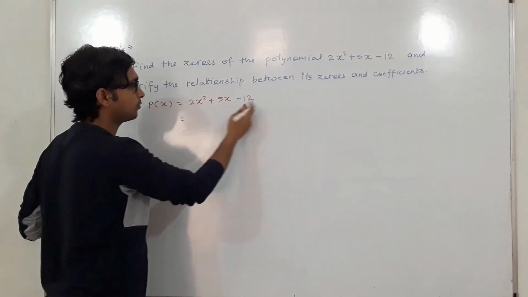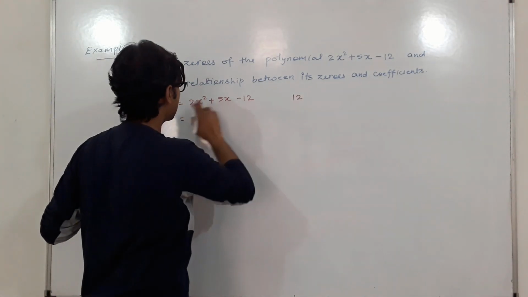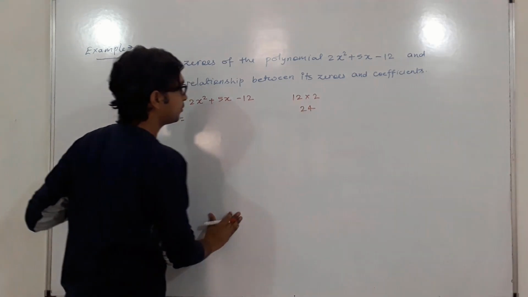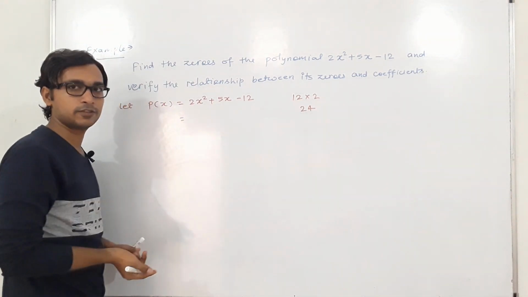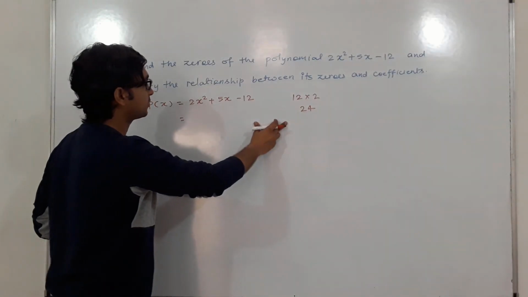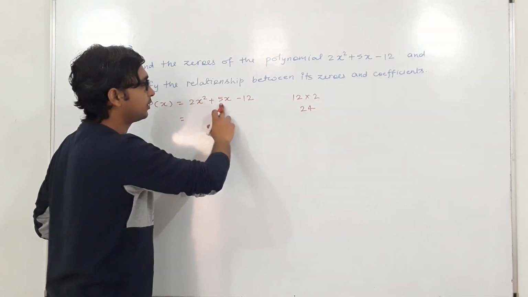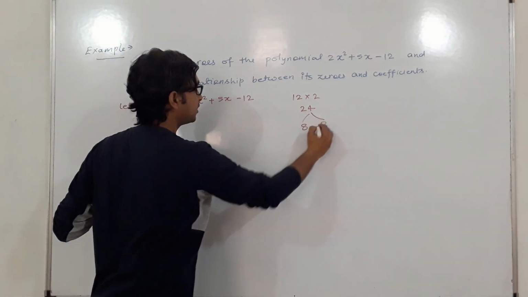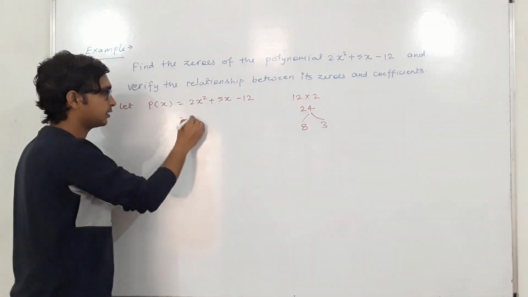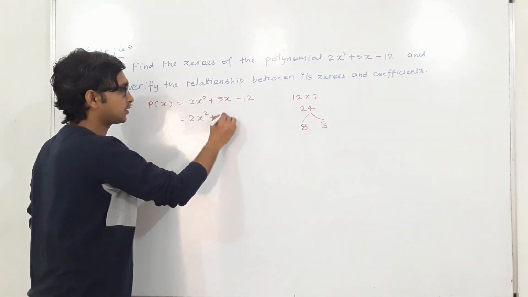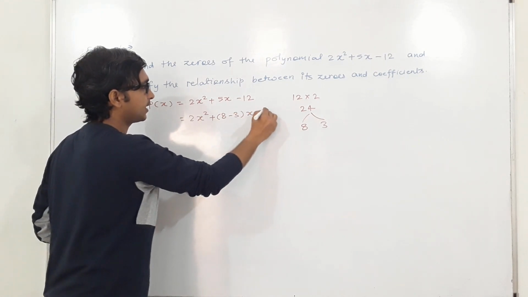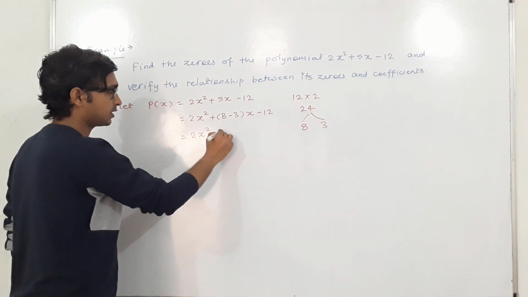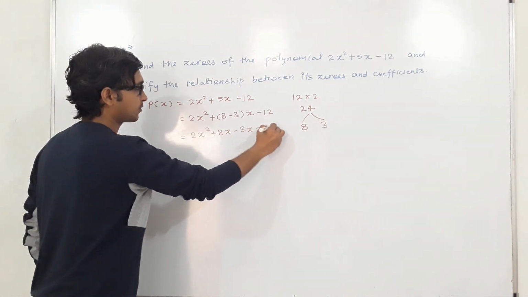So the constant term is 12 and the coefficient of x square is 2. We multiply these, then we get 24, and we have to split 24 in such a way that their difference should be equal to 5 and product should be equal to 24. So we get 8 and 3. So we write here 2x square plus 8x minus 3x minus 12.